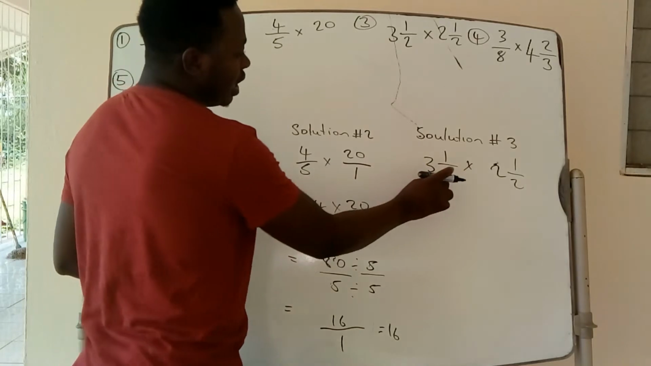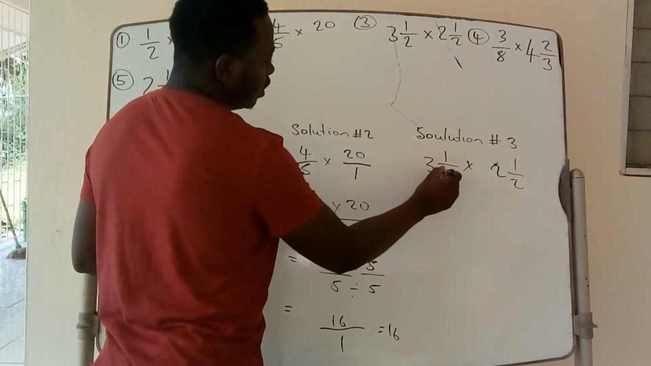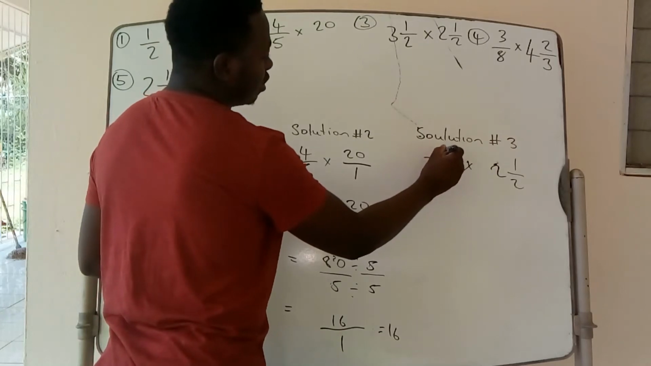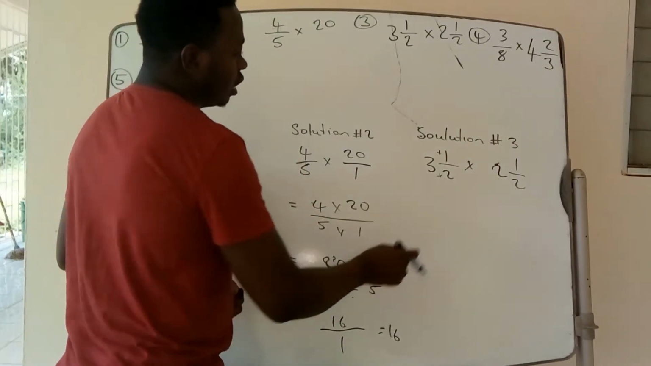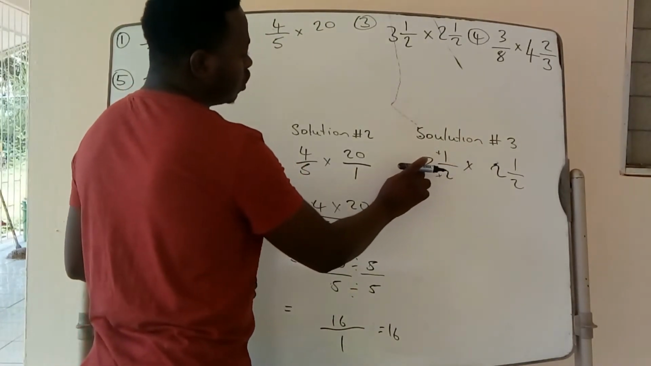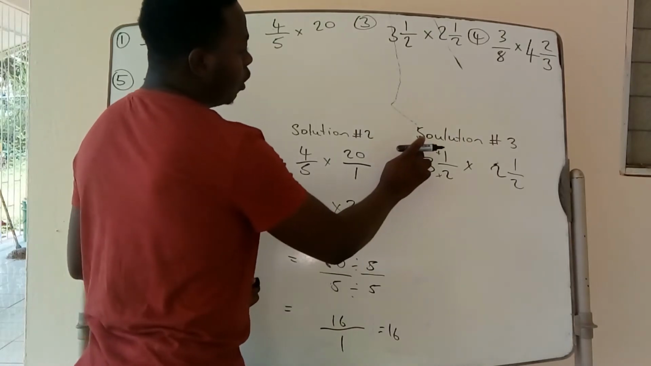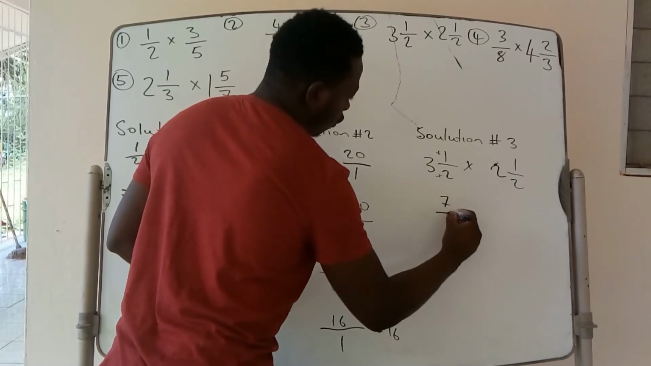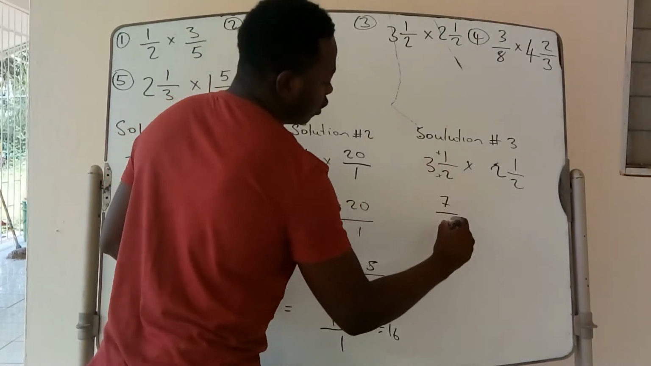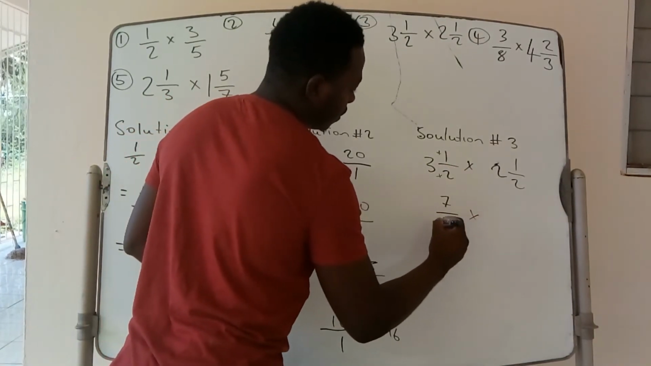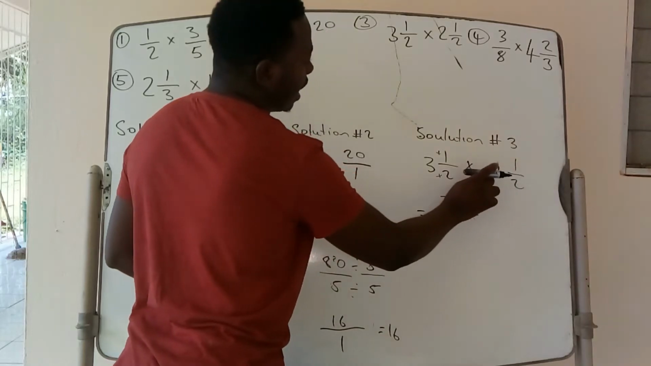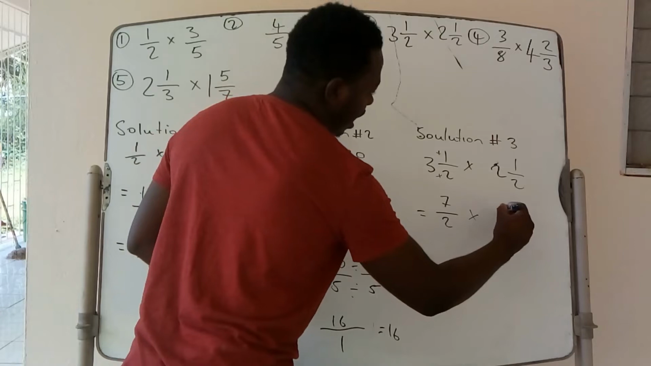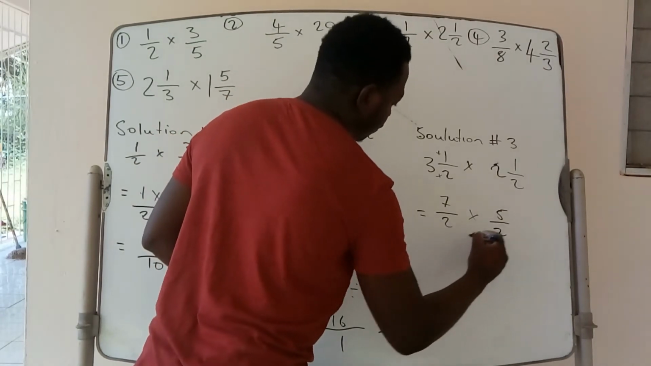And you're going to take the denominator to multiply the whole number. The result that you get, you're going to add it to the numerator, right? So 2 times 3, that is 6, plus 1, that is 7. So that's going to be 7 over your original denominator, which is 2, times 2 times 2, that is 4, plus 1, that's 5 over 2.